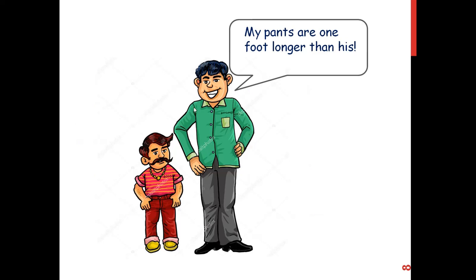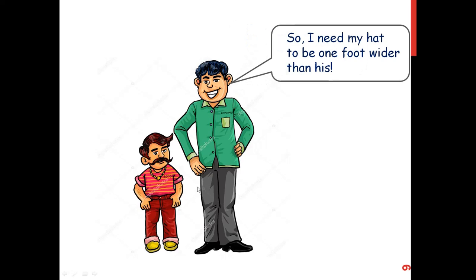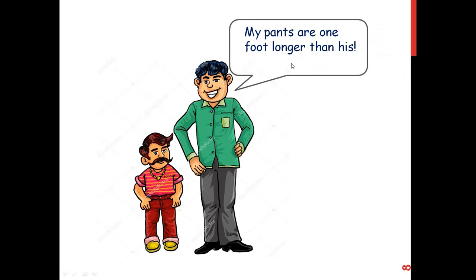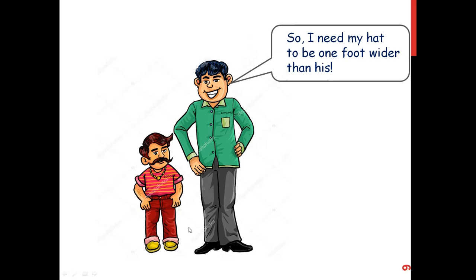So here is one example. There are two people in this picture. This one is shorter, this one is taller. This taller person says, my pants are 1 foot longer than his, and hence I need my hat to be 1 foot wider than his. He says, see, I know that my pants are 1 foot longer, so if I use the same theory, then I need my hat to be 1 foot wider than his.